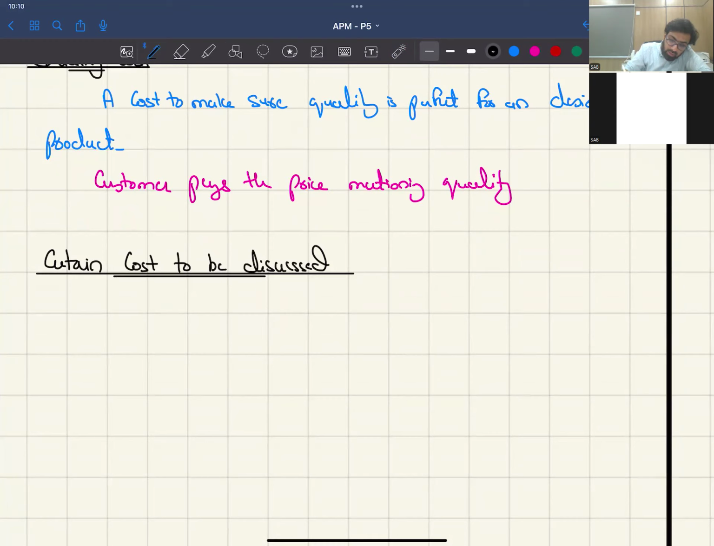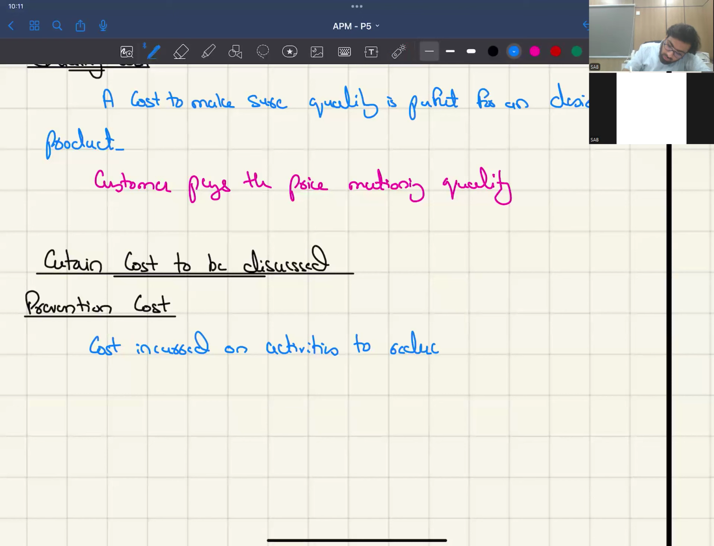Now, what are these certain costs? It's simple. One is prevention cost. Now, what's prevention cost? It's simply a cost incurred on activities to reduce cost, right?